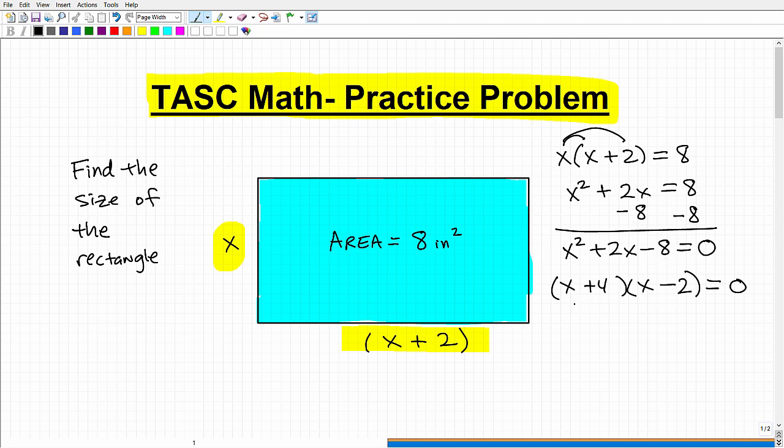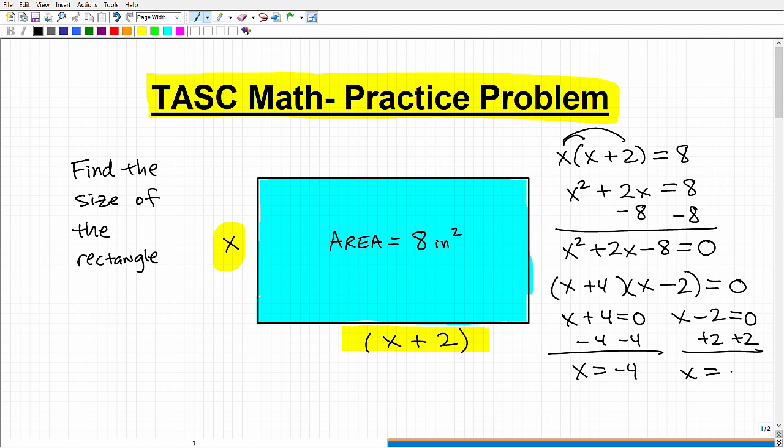Now that this is all equal to 0, this is very easy to solve. I can take each separate factor and set it equal to 0. So I have x plus 4 equals 0, and x minus 2 equals 0. I can just solve these simple equations. For the first one, I subtract 4 from both sides, so x is equal to negative 4. For the second one, I add 2 to both sides, and I get x equals 2.